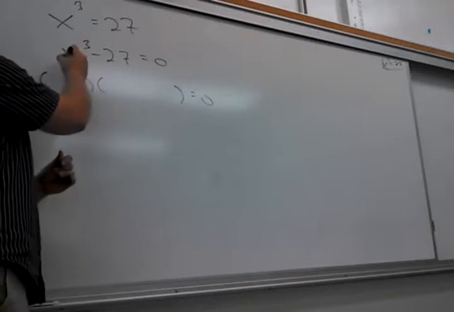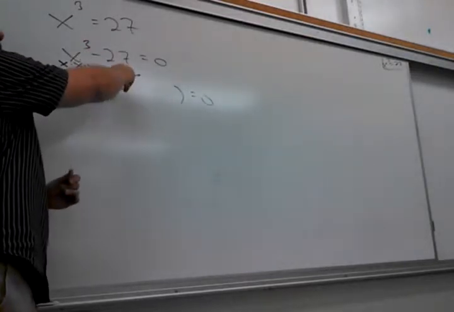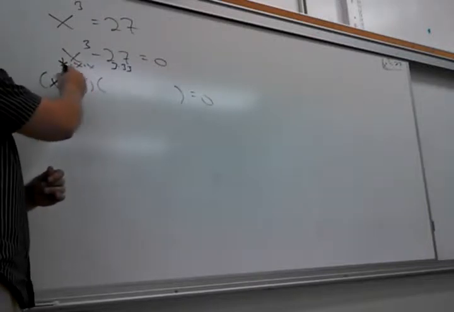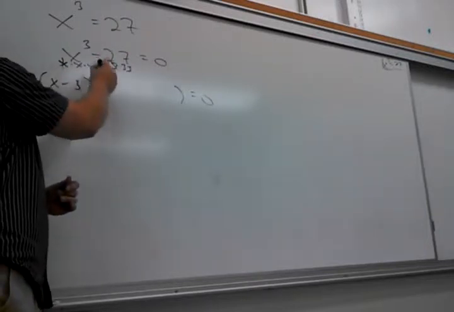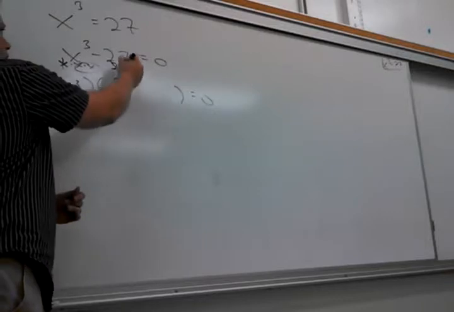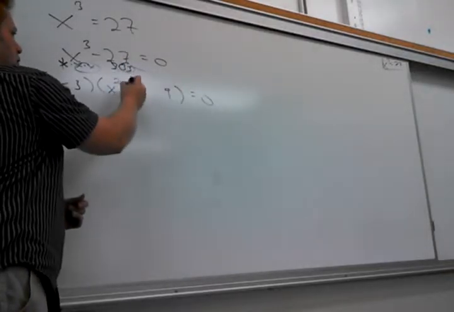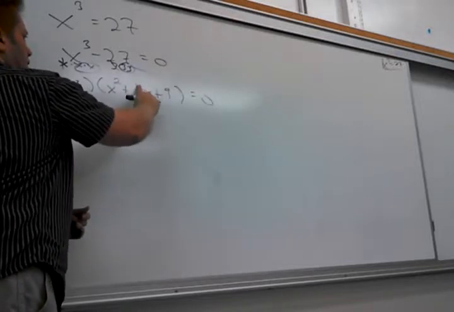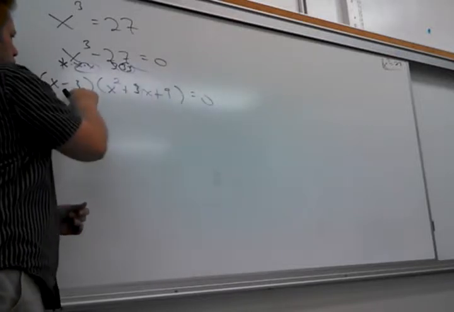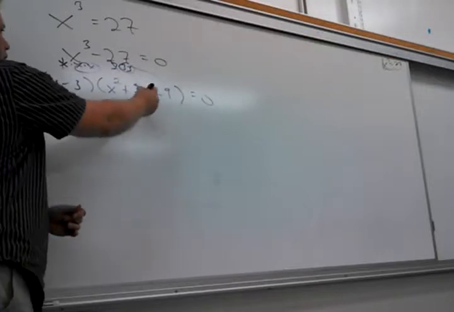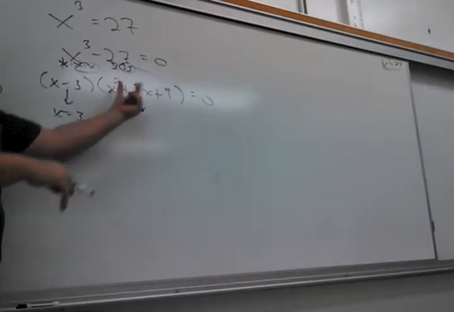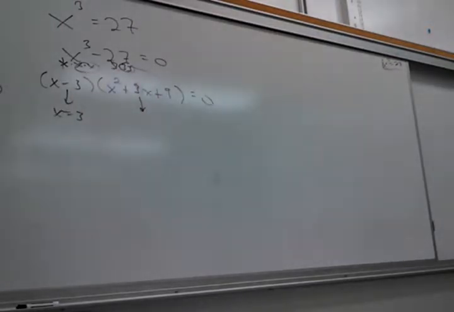So this will be x, x, x. This will be 3, 3, 3. What goes in the little dude? x minus 3. So x squared plus 3x plus 3x plus 9. So here's where you get your x equals 3, and then here you can do what? Quadratic formula. Because you can never factor the big dude, it requires the quadratic formula to be solved.